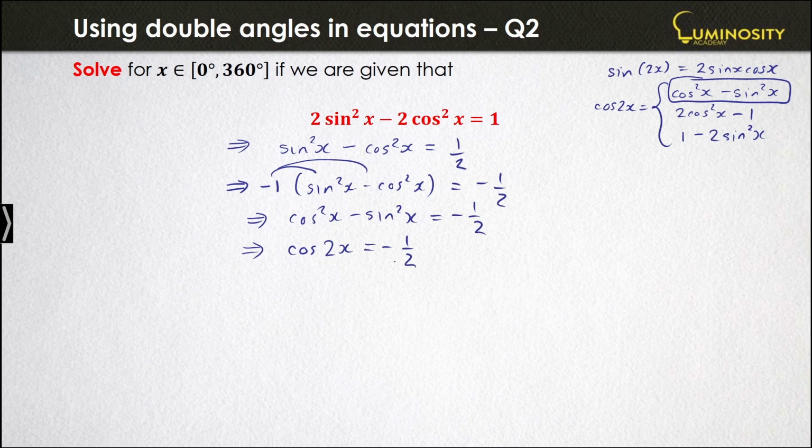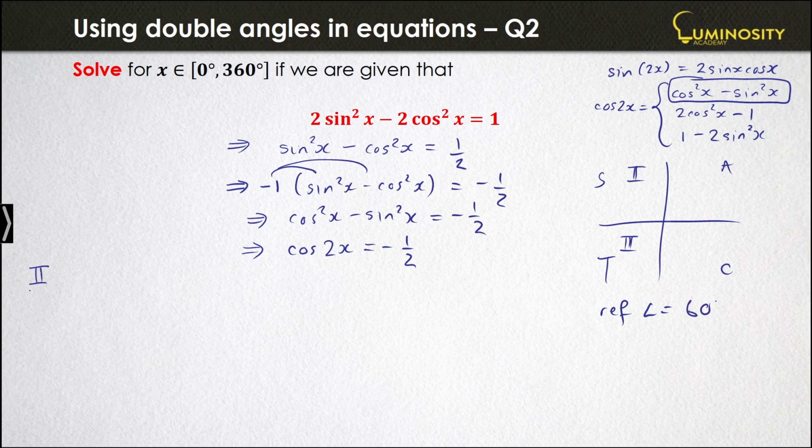Okay, so now we have a standard trigonometric equation which we can solve for. So let's get up our CAST diagram. So where is cos negative? That's in the second and the third quadrants. So let's work out our reference angle first. So cos inverse of positive a half for your reference angle is 60 degrees.